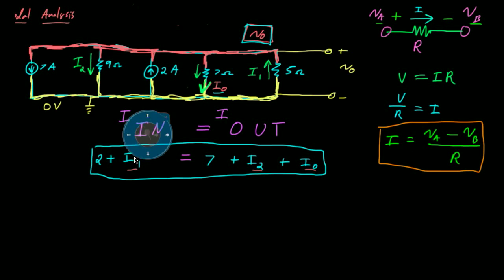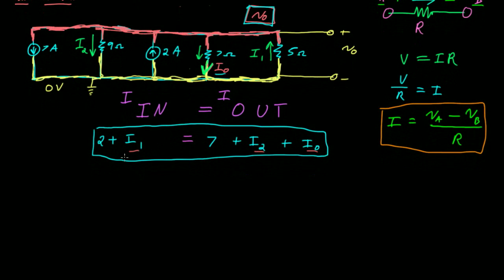So let's just go ahead and do that. Let's rewrite this equation, where I'm going to sub in the equation that I got. The 2 is going to stay the same, so I still have 2 amps over here. Now let me rewrite I1. Here I'm going to change colors so I can color code everything. So I1 is going to be equal to the voltage difference across this resistor.